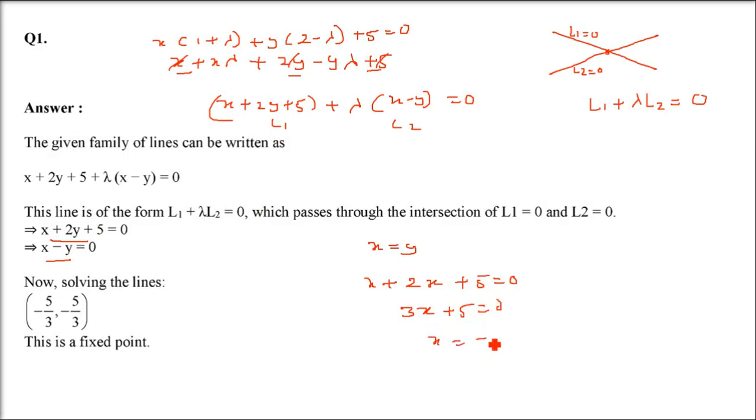Then we have 3x plus 5 equals 0, so x becomes minus 5 by 3. And x and y are equal, so y will also be minus 5 by 3. So this is the fixed point, which the question was asking.